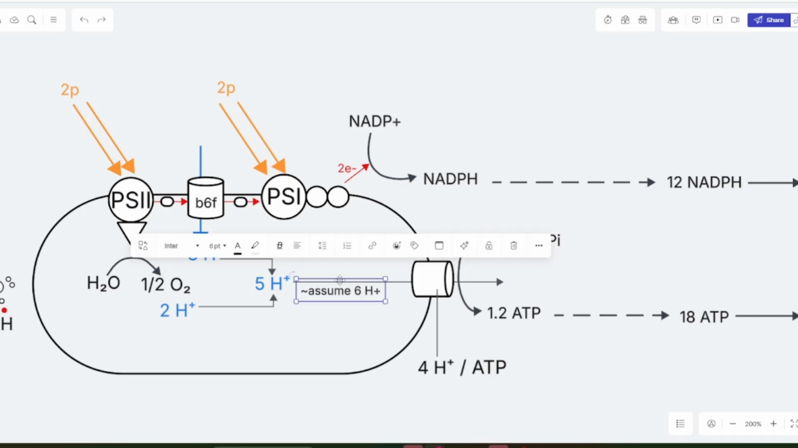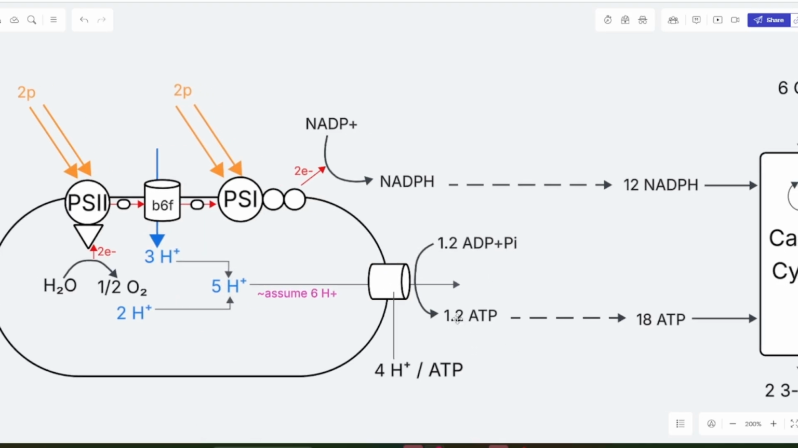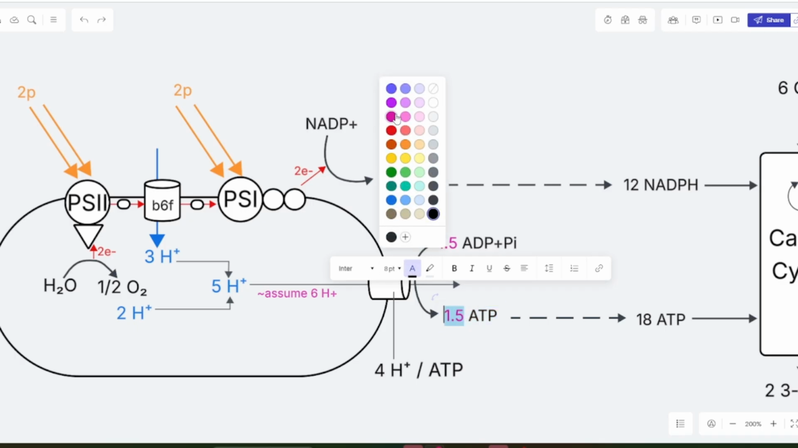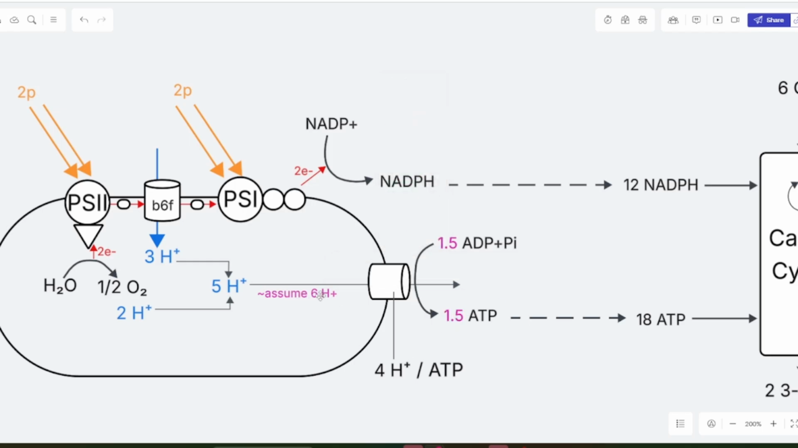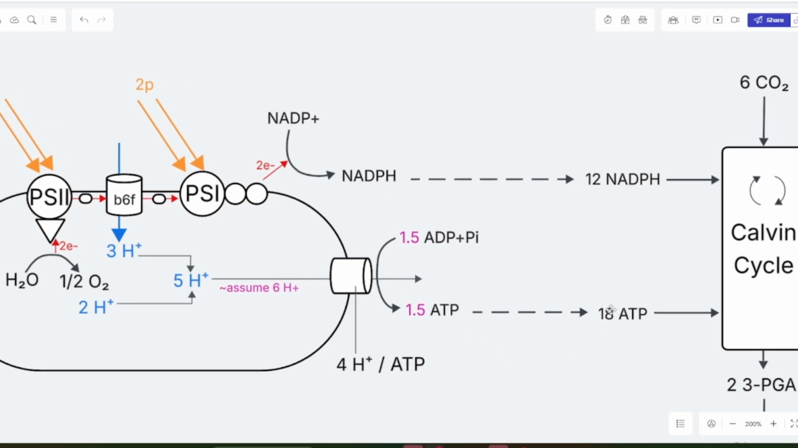If we were to make this assumption, so let me highlight it in purple, then we could actually now change this number, right? And we say, okay, actually this will be 1.5, because we now have 6 protons, and it's 4 protons per ATP. So 6 protons going through, we're going to get 1.5 ATP. And now we have the right ratio, and in order to reach this 18 number and 12 number, well, we just need to run the cycle 12 times.